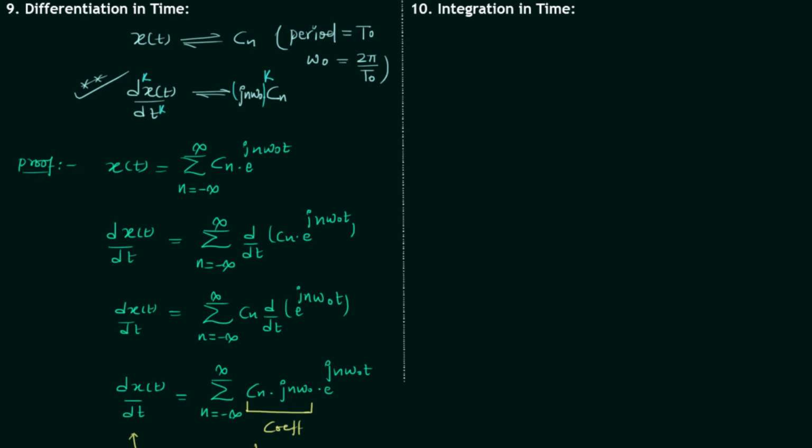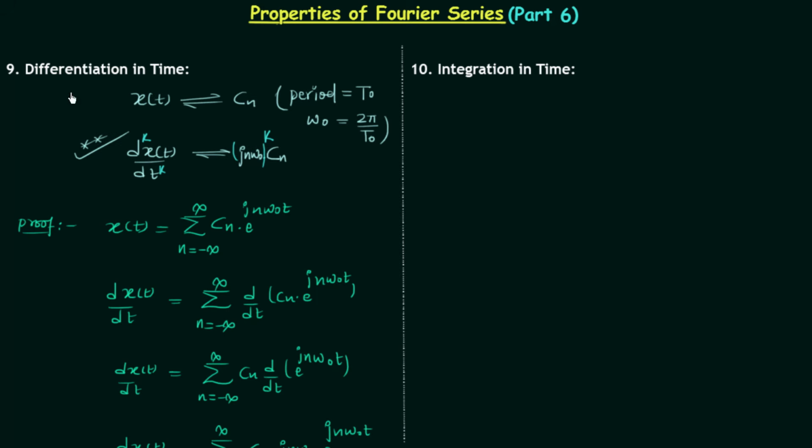Now we will move to the next property, which is the 10th property, and it is integration in time. First I will give you the property and then we will prove it. Let's say there is a signal x(t) and it is having the coefficient equal to Cn. Again, we will assume T0 as the time period and omega naught as the angular frequency. Now if you integrate this signal x(t), you will get the coefficient equal to Cn divided by jn omega naught. So this is the property.